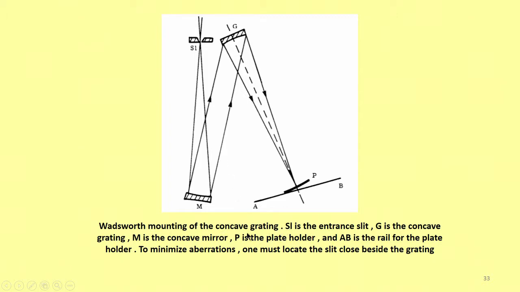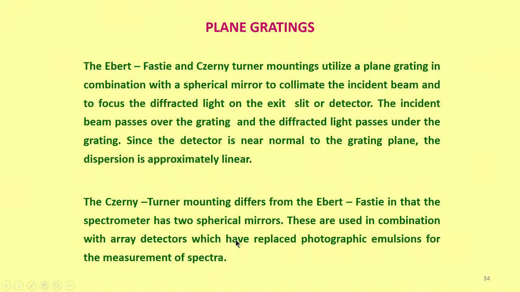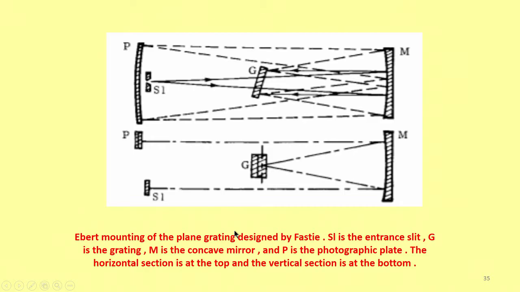Here I have a concave mirror, M is the concave mirror, P is the plate holder and AB is the rail for the plate holder, and to minimize aberrations one must locate the slit close beside the grating. So, plane gratings: Ebert-Fastie and Czerny-Turner. This also I had explained to you in the last class. The Czerny-Turner mounting differs from the Ebert-Fastie in that it has two spherical mirrors.